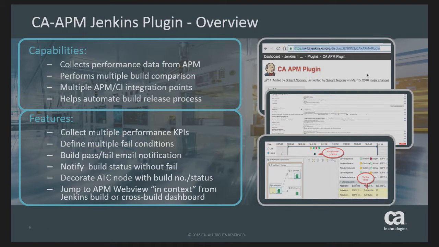So in conclusion, with the CA APM Jenkins plugin, developers are not only able to reap the full benefit of APM, but also deliver a quality product at a much faster rate.